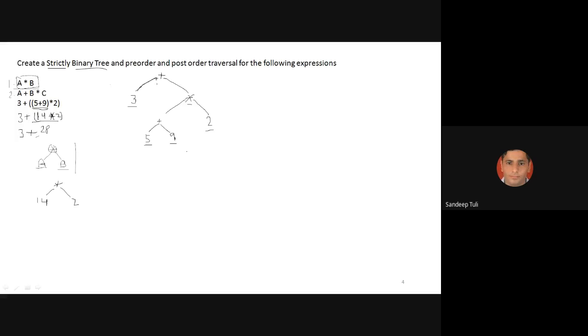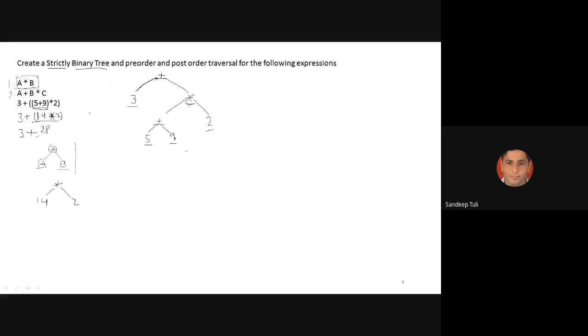Like you will look at that. Plus is at an internal position. Multiplication is also an internal node. Plus again will be an internal node. So all the operators will be at internal nodes and all the operands must be leaf nodes. This will be a rule. Operands will never be internal nodes. Is it okay now?